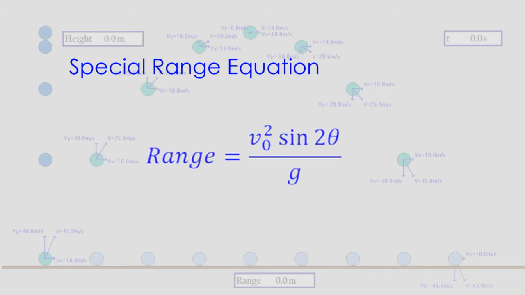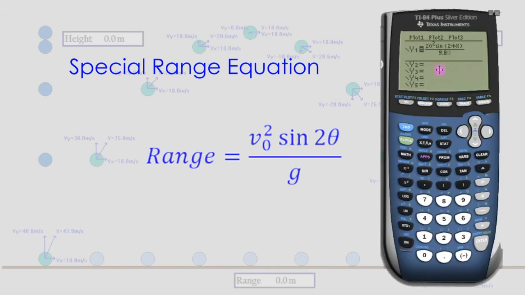To do this, we're going to graph it on a graphing calculator, which means we plug in this equation. I picked 20 to be my initial velocity. I picked the angle of, well, x, because I want to see how it changes with angle, and y is my range. 9.8 is my gravity, and so let's actually graph this and see what happens.